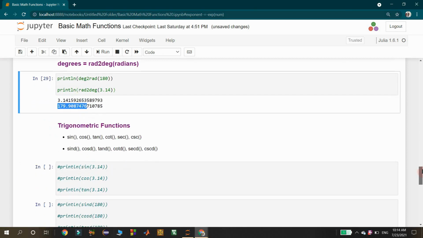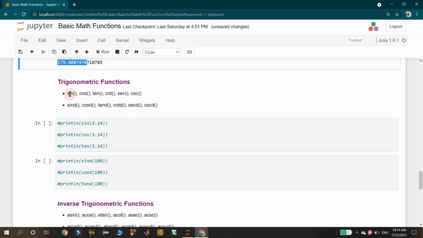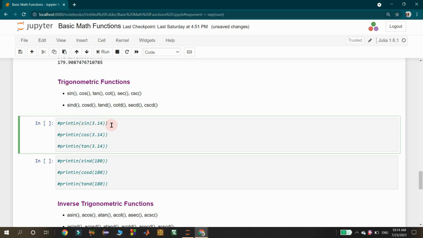Then I am going to give you various trigonometric functions, and sine, cos, tan, cot, secant and cosecant functions are there. All these functions will take the values in radians, and we also have sin d, cos d, tan d, etc. to take the values in degrees. Now I am going to take the examples for these two categories. I am uncommenting these.